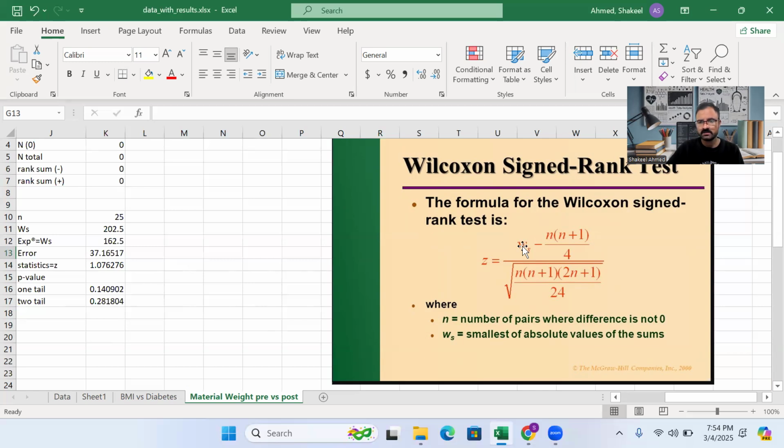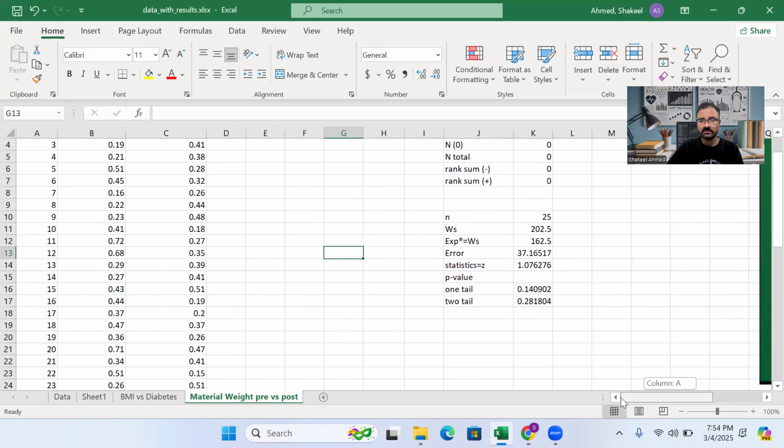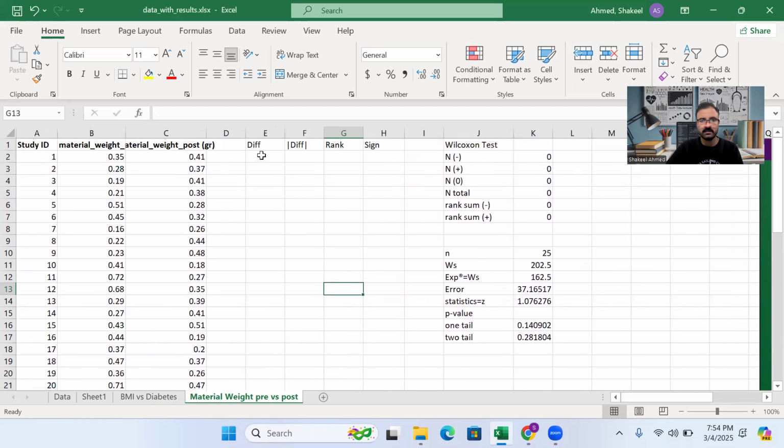Which one is the smallest? We take the smallest of absolute value of the sums. We have two rank sums, one for positive ranks and one for negative ranks. We will keep the smallest of the two rank sums. So this is the formula of this statistic, and this is the standard error. This is the mean, and n is the number of observations. So let's do in Excel.